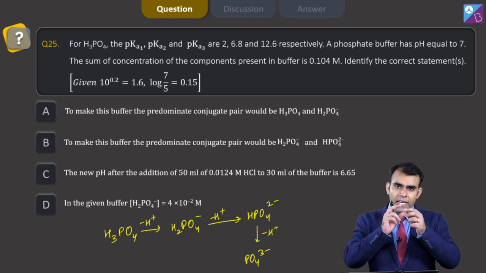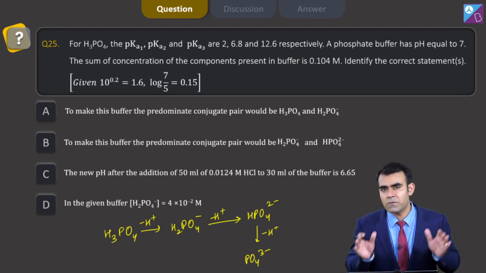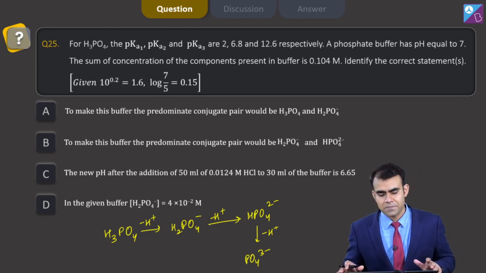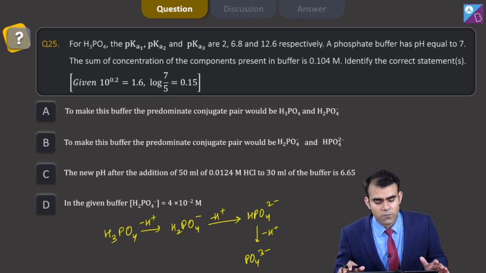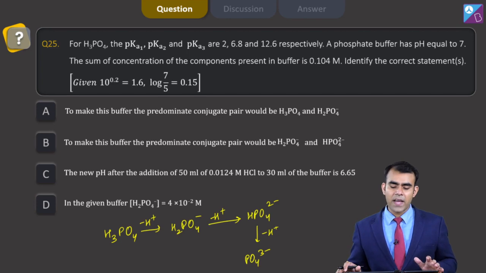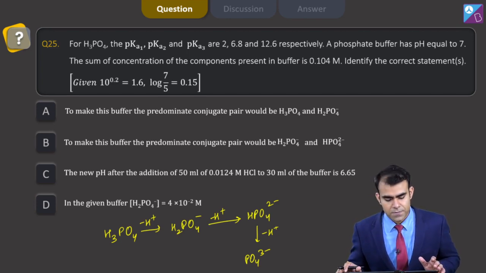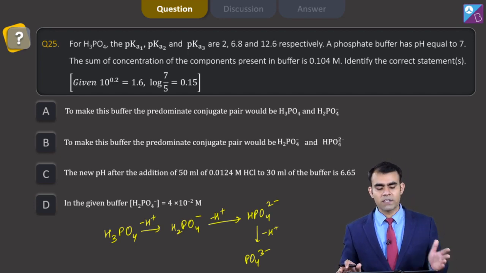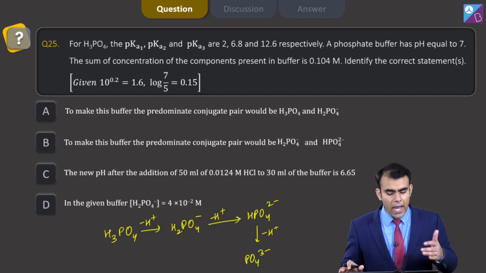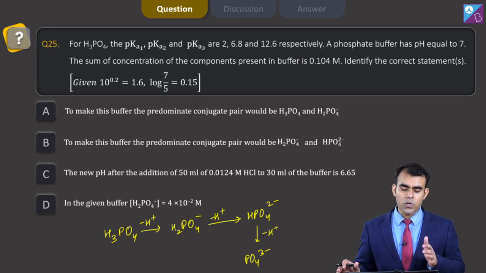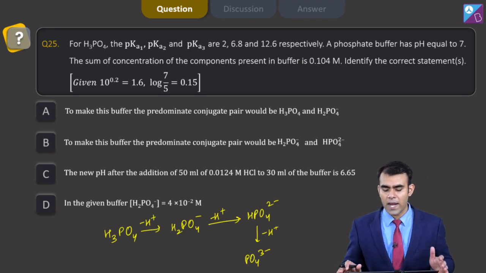With the help of any two conjugate acid base pairs we formed a buffer, and that buffer has pH 7. The sum of the concentration of components present in the buffer is 0.104 molar. Identify the correct statement. We have been given certain values: 10 to the power 0.2 is 1.6, log 7 by 5 is 0.15, and we have been given 4 statements. Let's read them. The first statement says to make this buffer, the predominant conjugate pair would be H3PO4 and H2PO4 minus.